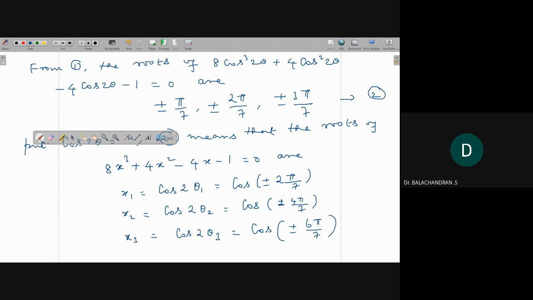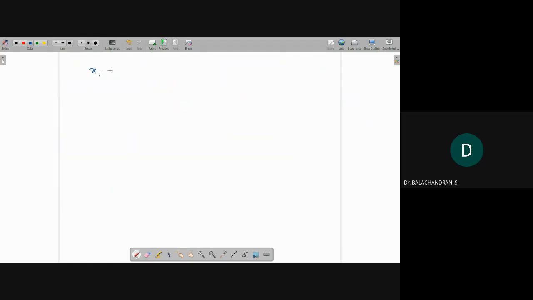So now, you know that cos of minus x is cos x. So the roots are x1 equal to cos 2 pi by 7, x2 equal to cos 4 pi by 7, x3 equal to cos 6 pi by 7.